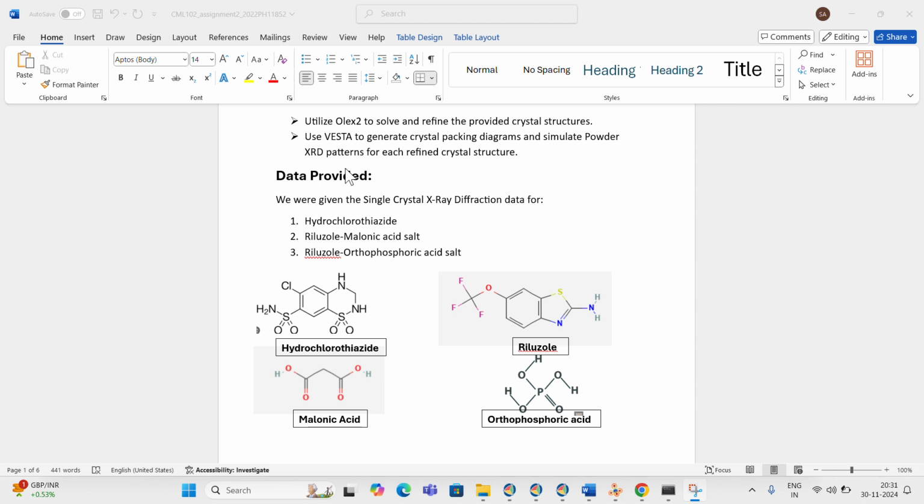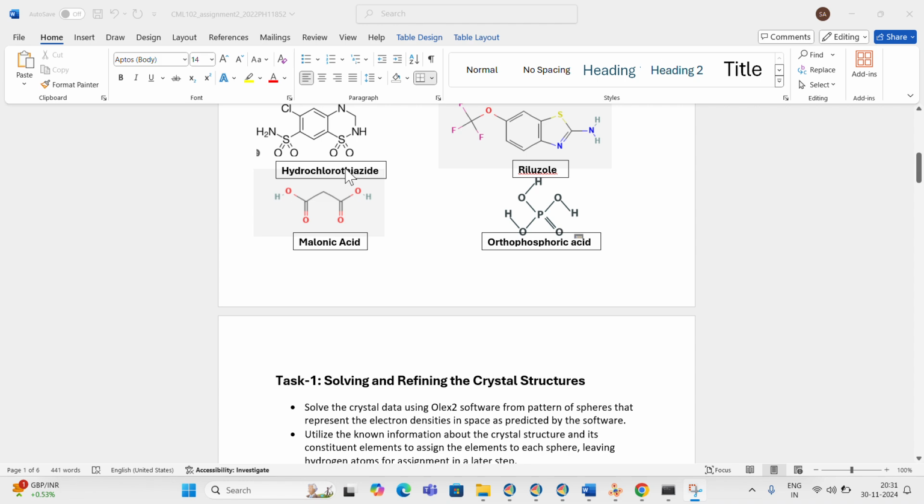All these datasets are present as .ins file which we will give to OLX2 software, and it will plot electron densities in space, and we will use hit and trial method to assign each electron density to particular element like fluorine, oxygen, carbon, etc., and see whether this calculated structure resembles with the observed structure. And for that we use a parameter known as R factor.